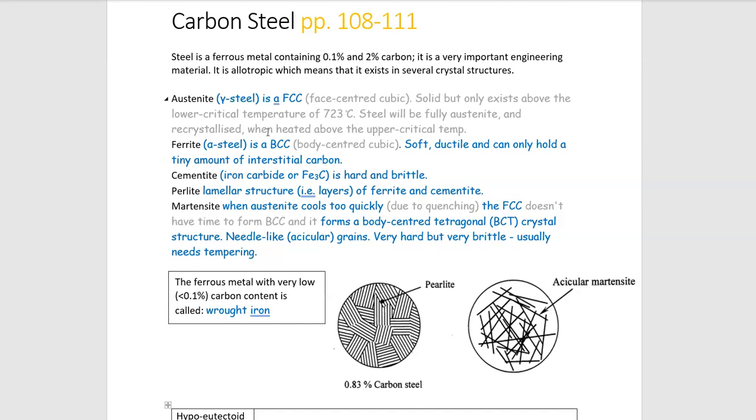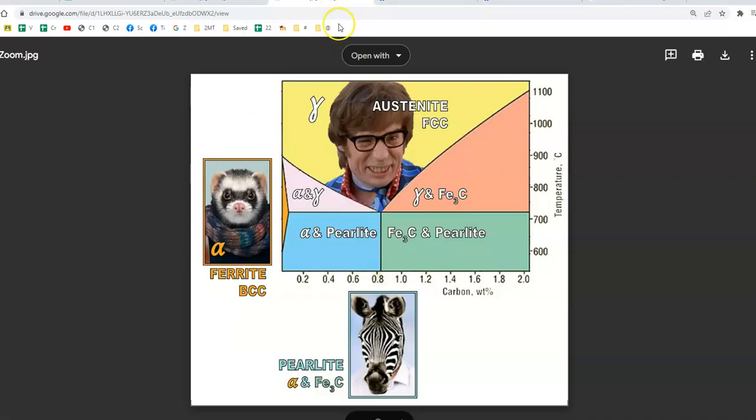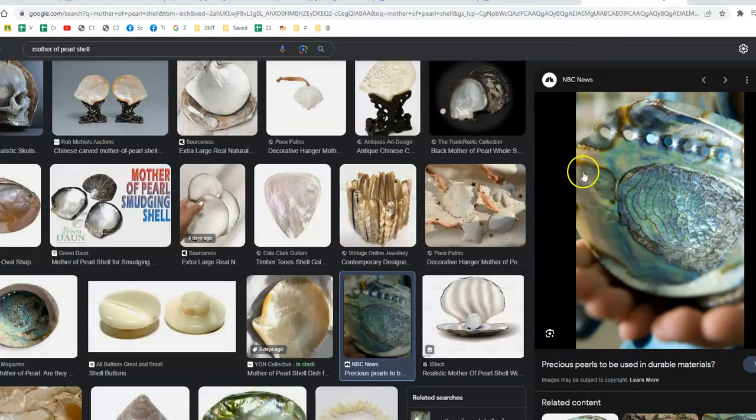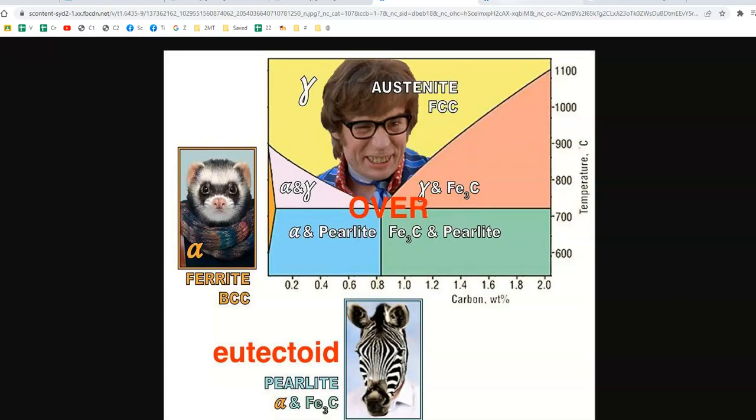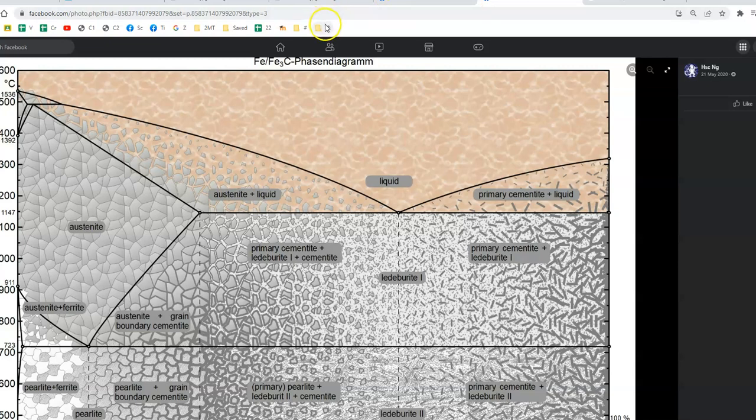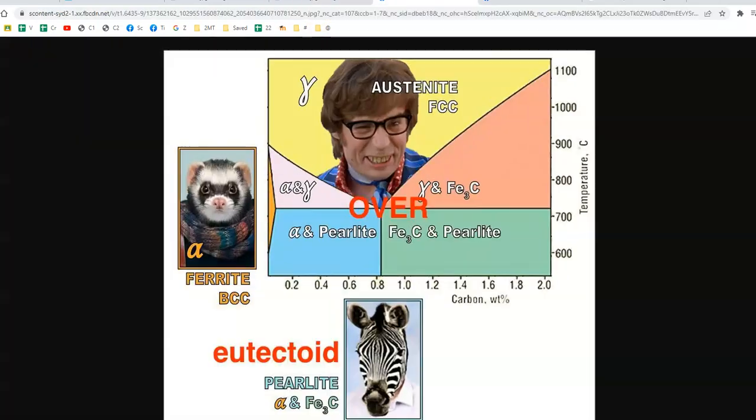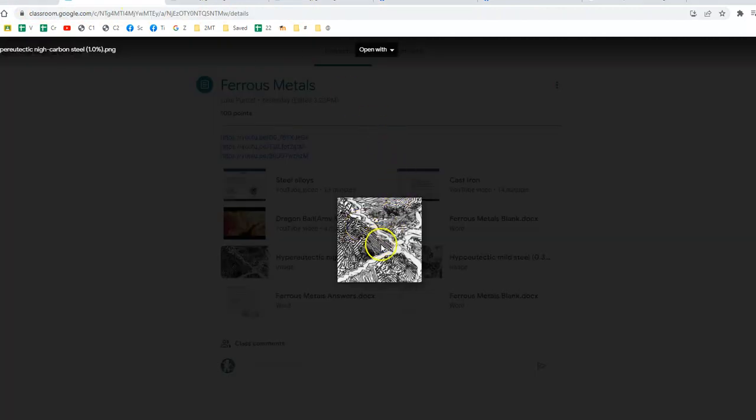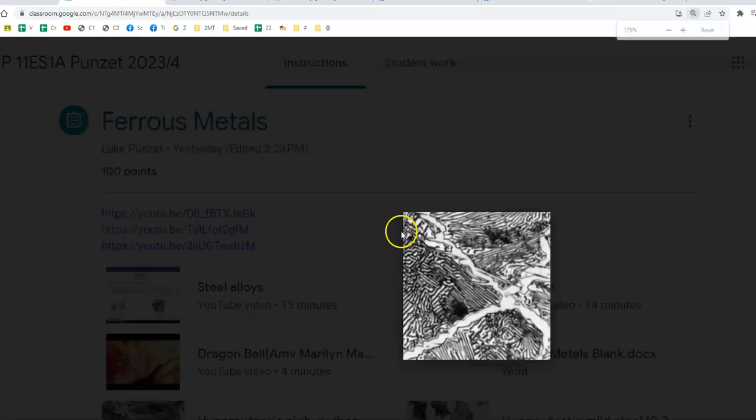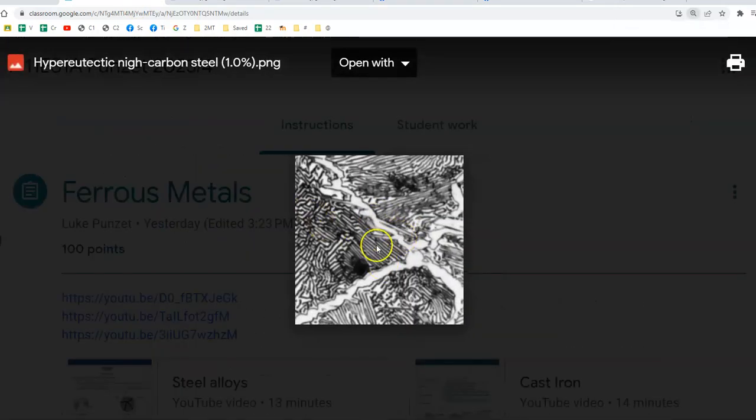Austenite, the properties of austenite we're not too concerned about because it doesn't exist at room temperature. Pearlite is a lamellar structure, which means it's in layers of ferrite and cementite. If we have a look in this picture here, it's named after mother of pearl, and we can see those lines in mother of pearl. Often we'll just show it as a crisscross, but in actual fact, you can see here those layers.